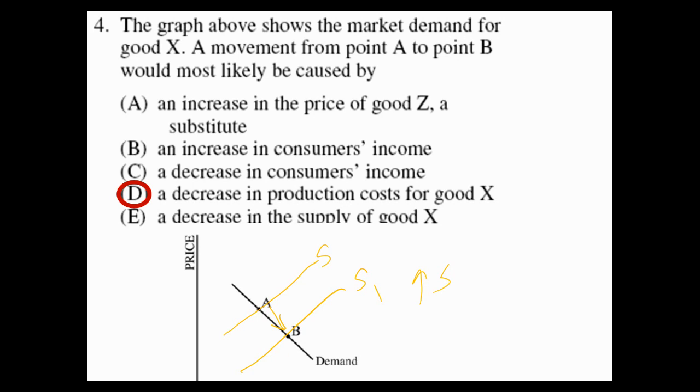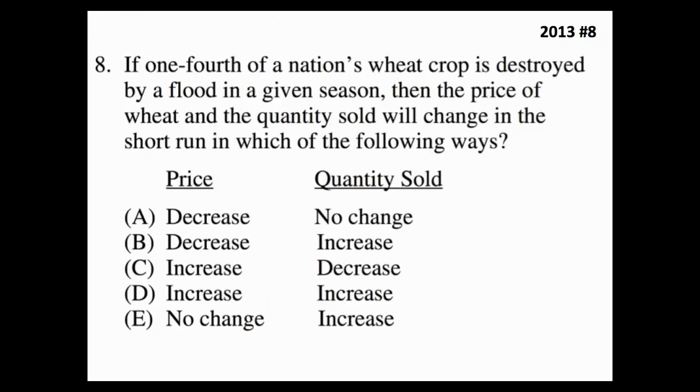Okay. Let's look at another example from an AP exam. If 1/4 of our nation's wheat crop is destroyed by a flood in a given season, then the price of wheat and the quantity sold will change in the short run in which of the following ways? What will happen? Pause it. The answer should be C. All right. Price will increase and the quantity sold will decrease.